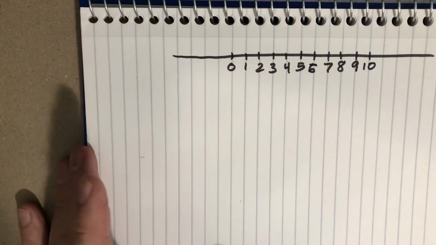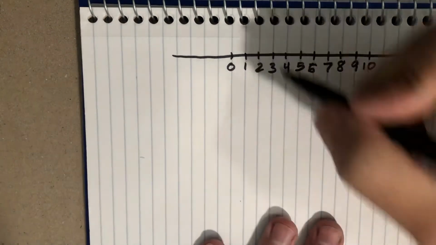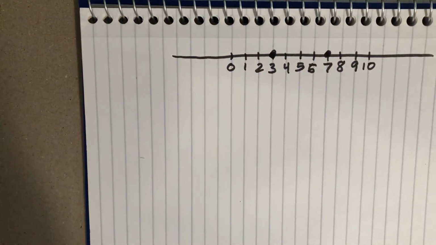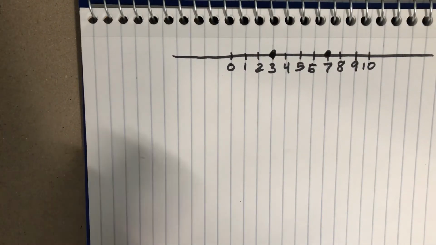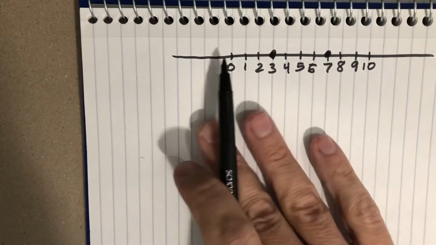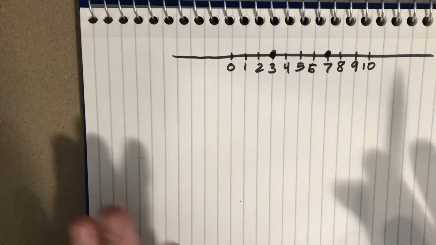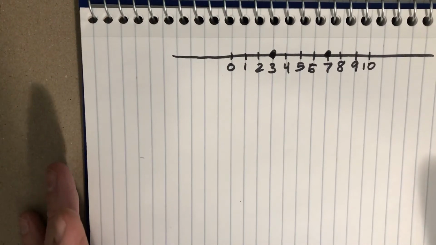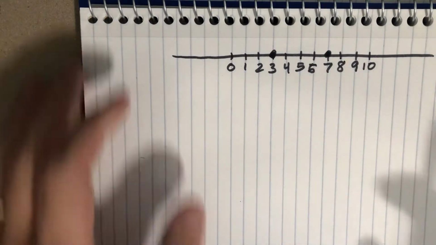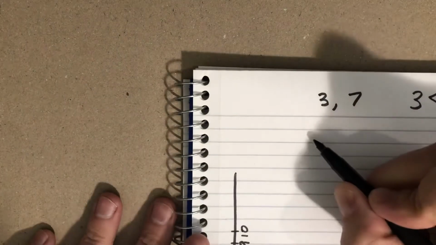Knowing that I'm comparing the numbers 3 and 7, I can plot 3 and 7 on my number line and very simply tell that 7 is greater than 3 because it's to the right of 0 and it's further to the right. So we should know that anytime we're working with a number line, the numbers further to the right are larger. That's also going to be valid if we're comparing integers.